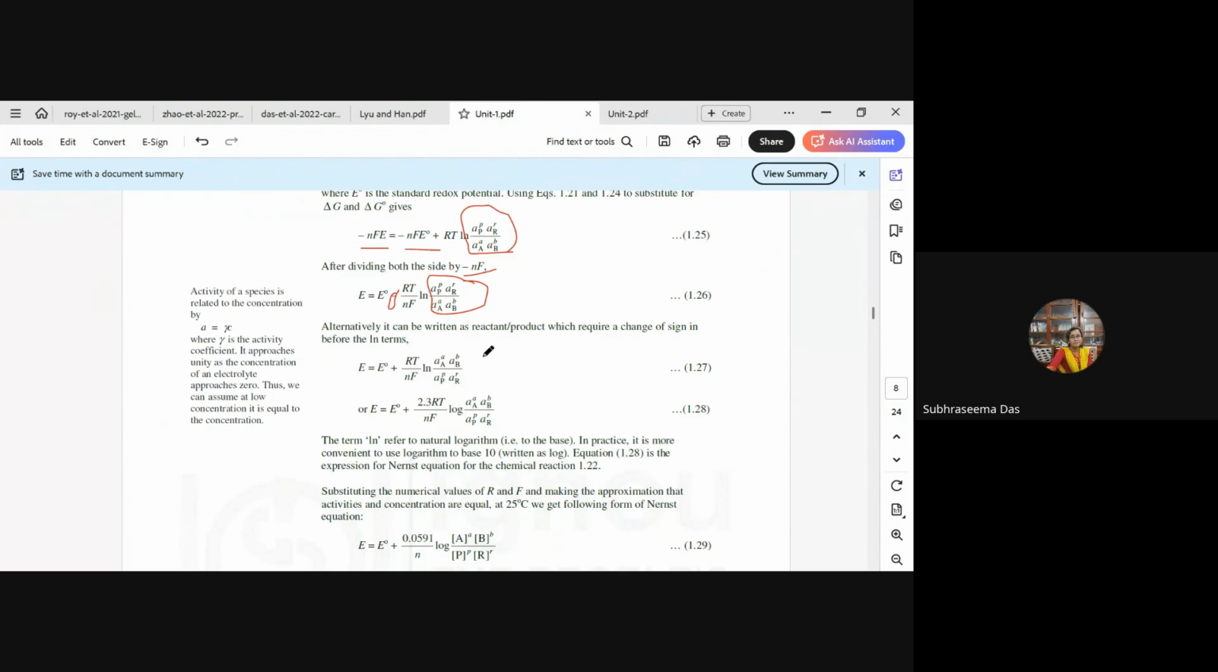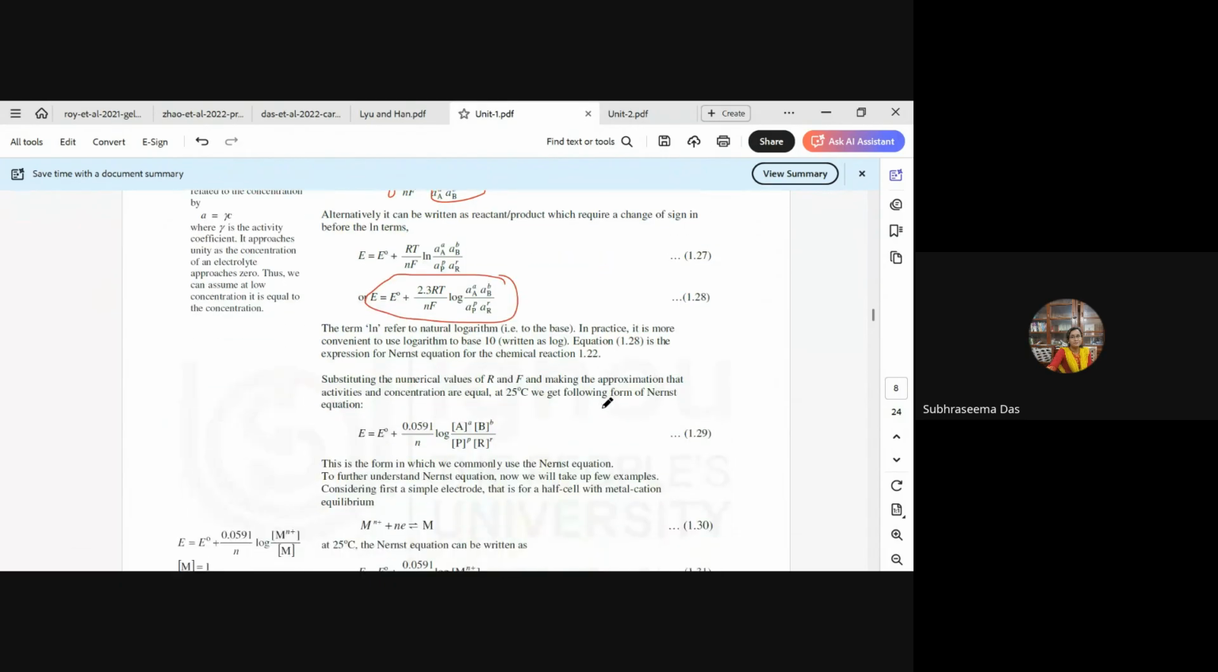And now, substituting the value, we can convert ln to log, so it becomes 2.303 RT by nF for the whole expression. Now we know the numerical value of R, the universal gas constant. The value of F we know, and putting T equal to 298 K, this overall equation takes up this form: E is equal to E0 plus 0.0591 by n into log of the concentration of the reactants by the concentration of the products.